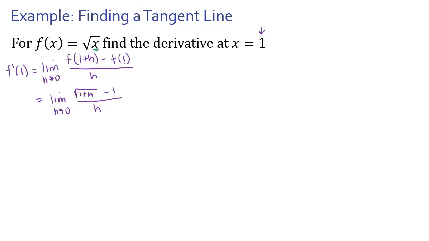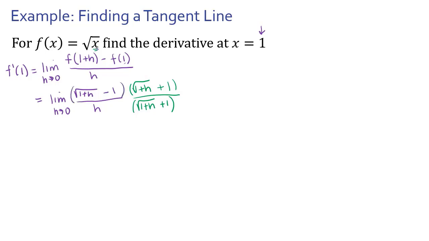So let's do that and see if that'll help us out. I'm going to multiply both the numerator and the denominator by that conjugate, which is going to be the square root of 1 plus h plus 1. And again, I've got to keep this equation balanced, so I do the same thing to the denominator.